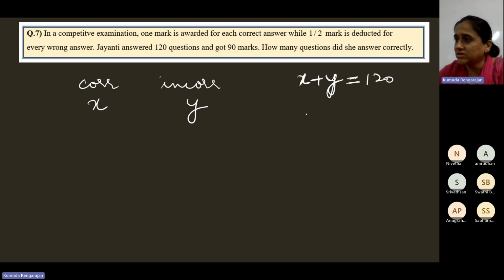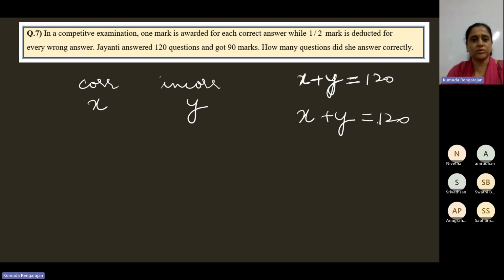How many questions she answers correctly? X. How many questions she answered incorrectly? Y. Now X plus Y should be equal to the total number of questions, 120. That's one equation. Now how much does she get for every correct answer? 1 mark. So X correct answers into 1 mark.